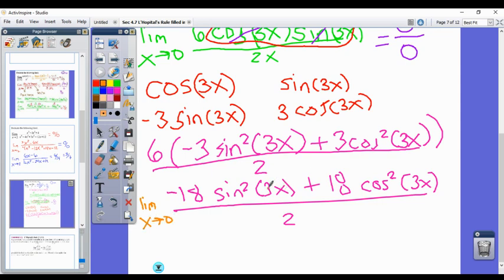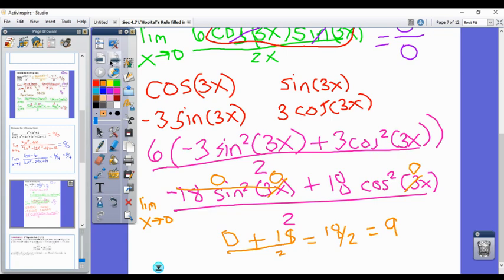Okay, so if x is 0, that means this is going to be 0, and the sine of 0 is 0. So this is all going to go away because it's 0. So I'm going to have 0 plus, all right, cosine of 0 is 1. So we're going to have 18 times 1, which is 18. And we're going to divide that by 2. So essentially, I'm going to end up with 18 over 2, which in this case is 9. Okay, yay.